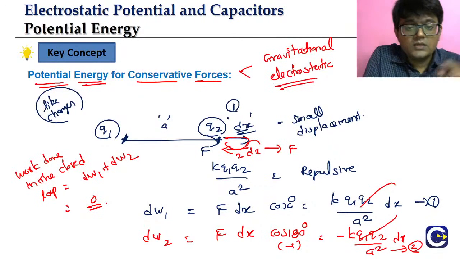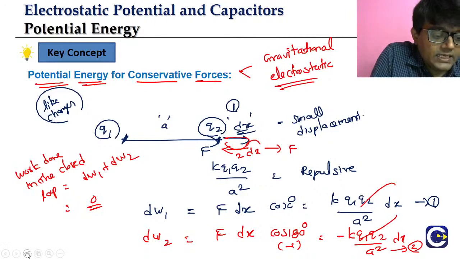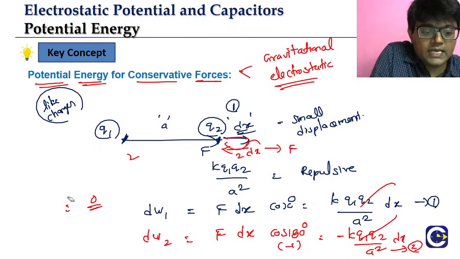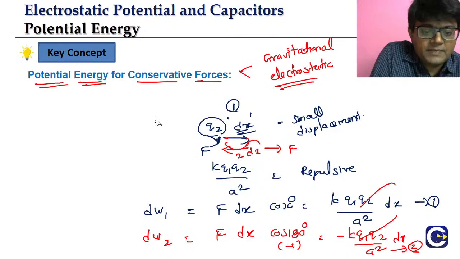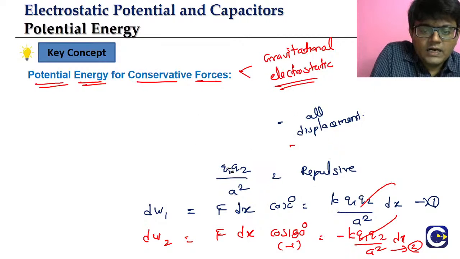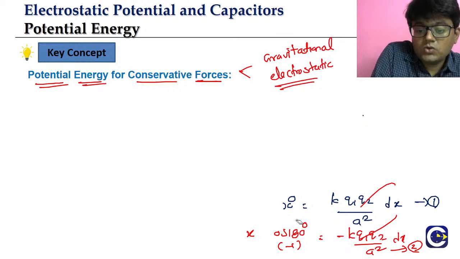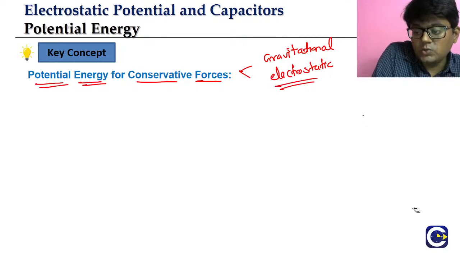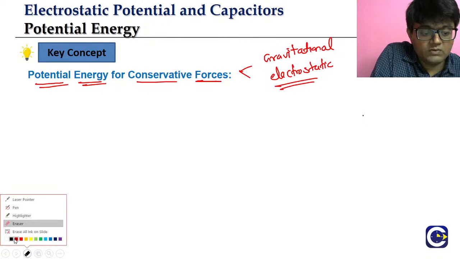Means in the closed loop we took, the work done by the electrostatic force is 0. So we will consider the electrostatic force also as a conservative force. You can check friction. If you form a closed loop involving friction, we will not get the total work done in the closed loop as 0. It won't come to 0. If you take a closed loop involving the friction force, you will not get the total work done as 0.